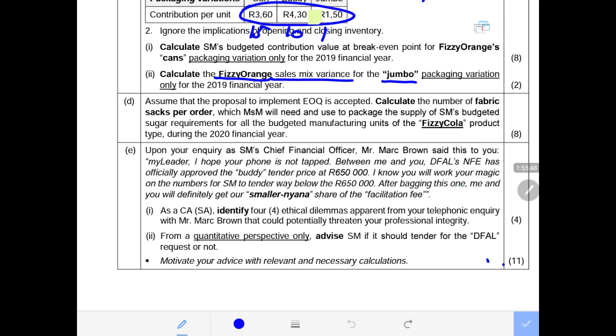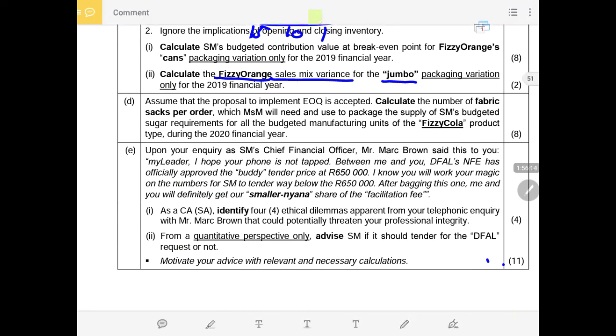We don't work magic on numbers in costing. Numbers just are numbers. There's no magic. On the numbers of SM tender, way below the 650,000. So, hey, there's some scale happening here. After batching this one, me and you will definitely get a smaller share of the facilitations. There is some non-financial measure that needs to be taken into account in here. It's very, very unethical what this dude is doing here.